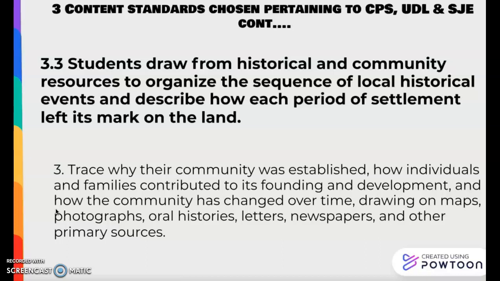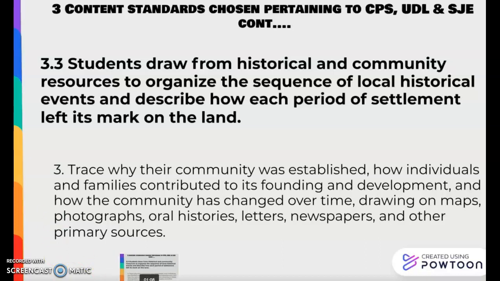So it's not some specific person like the other one that said a person that secured our freedom, or showed an example of someone that secured our freedom throughout history. This could be any. It says how each period of settlement left its mark. So this could be any period that the students wish to talk about. So they have the freedom to do that.